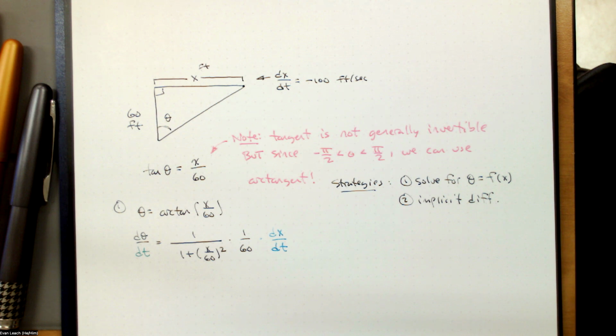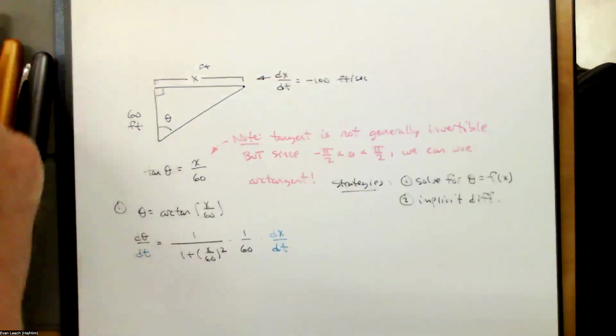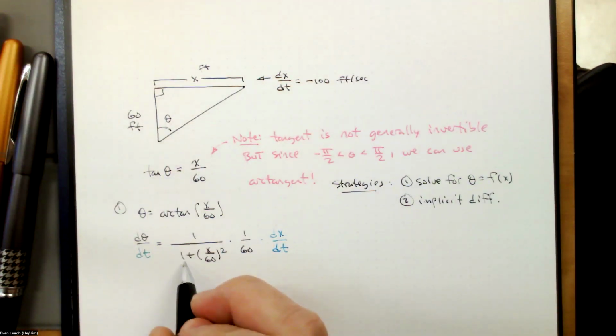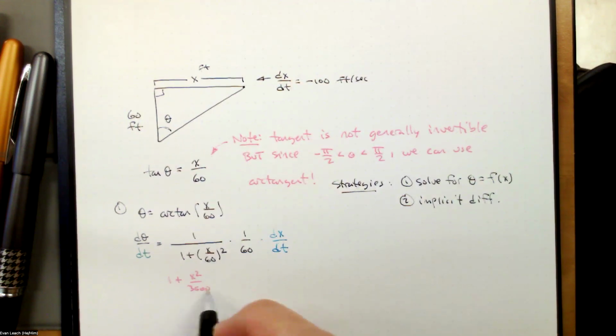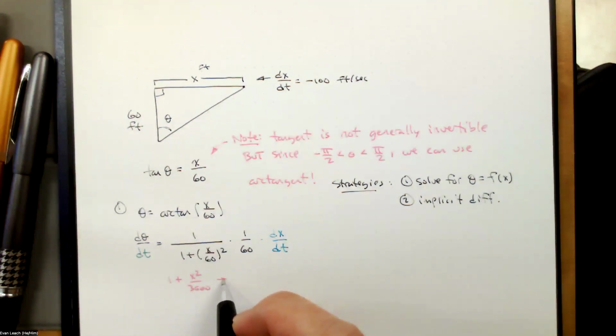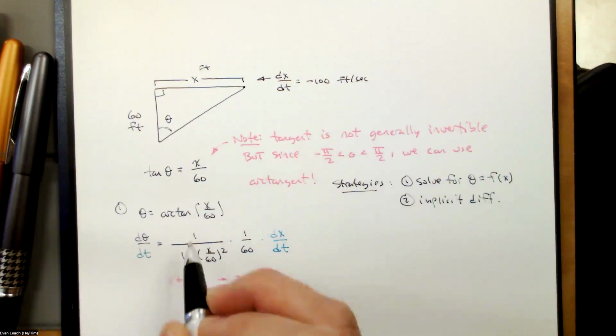We also might look at this and say, algebraically, this is aesthetically not very nice. So if we square this all out here, this is going to be 1 plus x squared over 3600. I'm going to multiply everything by 3600. So that's going to be 3600 plus x squared all over 3600. If I get a common denominator, and it's a 1 over.